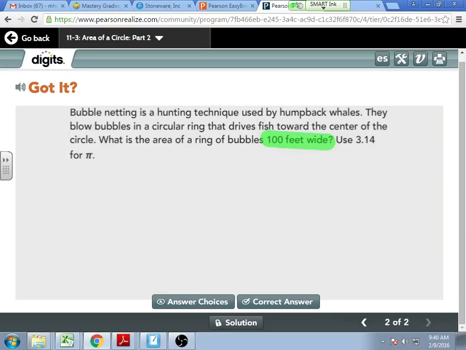Hey, Crystal, if this is 100 feet wide, would that be your diameter or your radius? Diameter, right? So, Bela, if this 100 is my diameter, what's my radius? So my radius is 50. It tells me to use 3.14 for pi. So, Zach, what did you set up? A equals 3.14 times 50 squared.